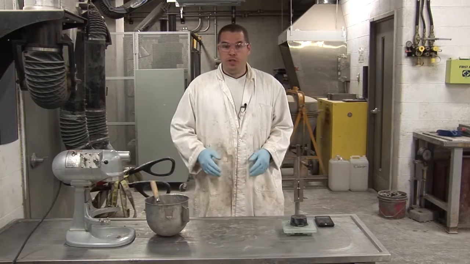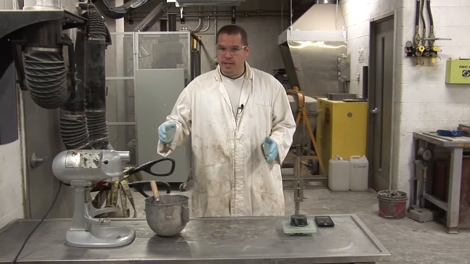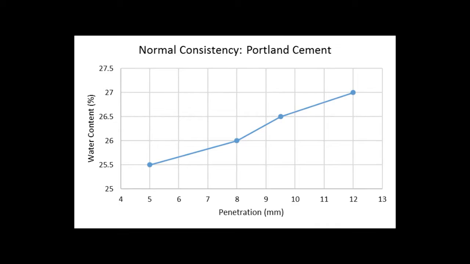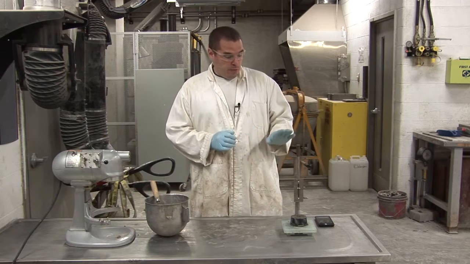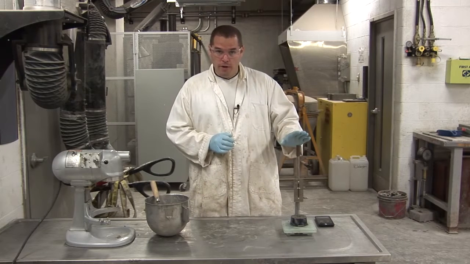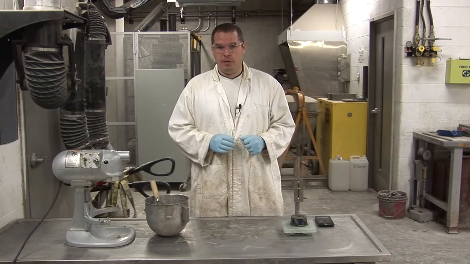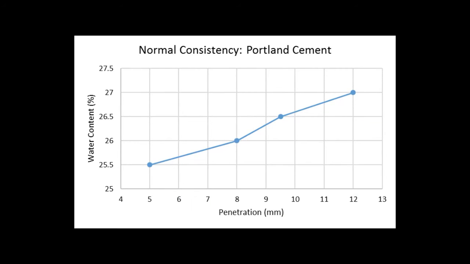I will repeat this procedure several times, increasing the water content each time with fresh cement paste. I will plot all of this data on a chart where the penetration values are on the x-axis and the water content is on the y-axis. In order to determine normal consistency, I need to determine at which water content this rod penetrates the sample 10 millimeters after 30 seconds of bearing. So from the chart, I read up from the 10 millimeter point and determine the water content for normal consistency.